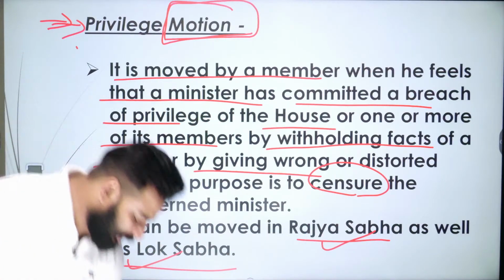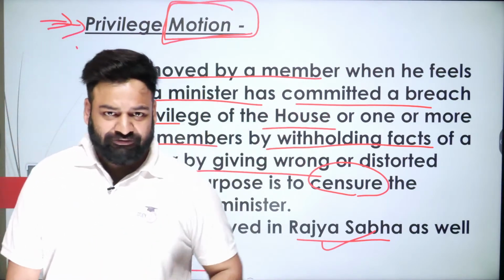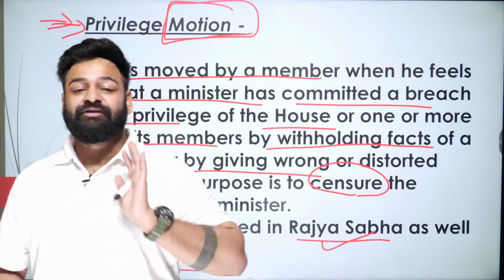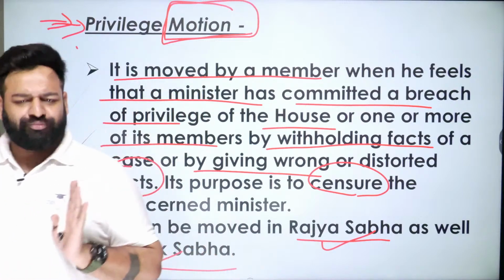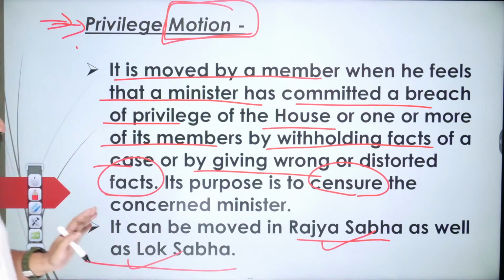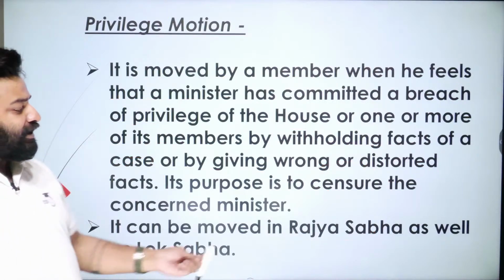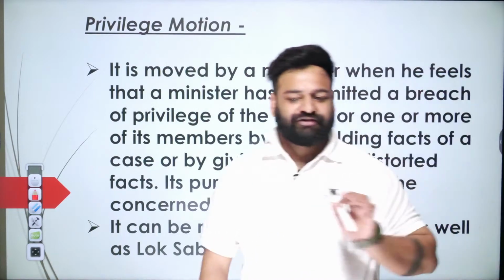Who will initiate this motion? It will be by any member of the parliament. Against whom? Against the concerned minister, a single minister or maybe a couple of ministers, that is a group of ministers. This is what the basic term for the privilege motion is all about. And what we need to understand is that it can be initiated in Lok Sabha as well as Rajya Sabha both.